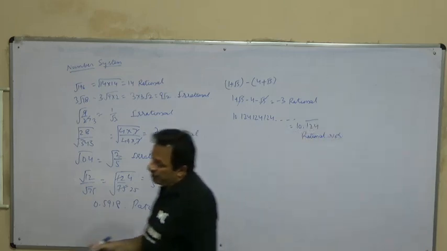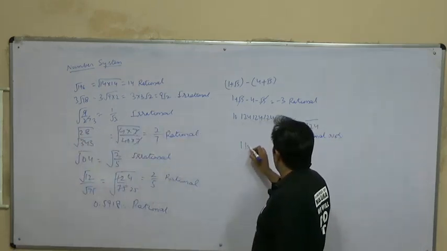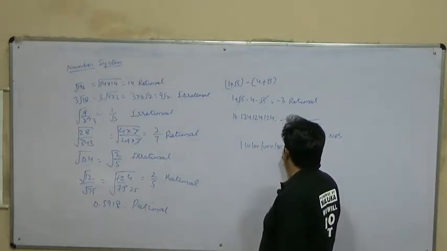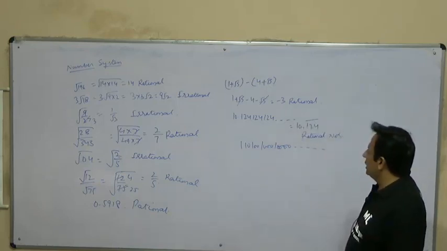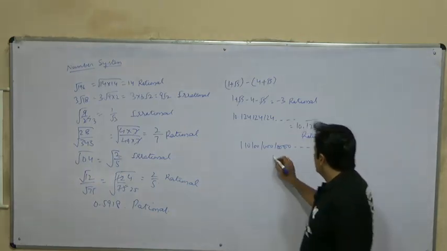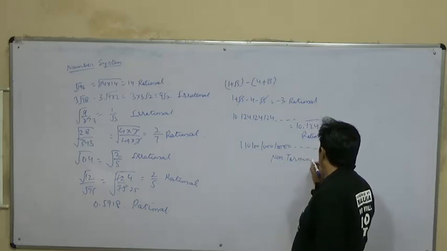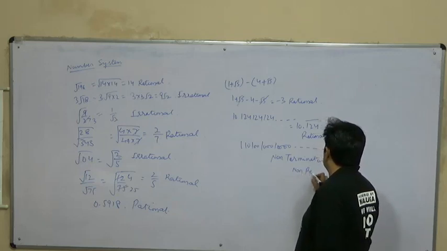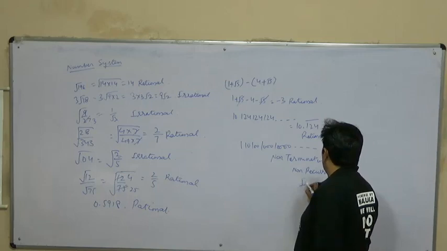And last of it is 1.10100100 1000 and so on. So this is non-terminating, non-recurring. So hence it will be an irrational number.